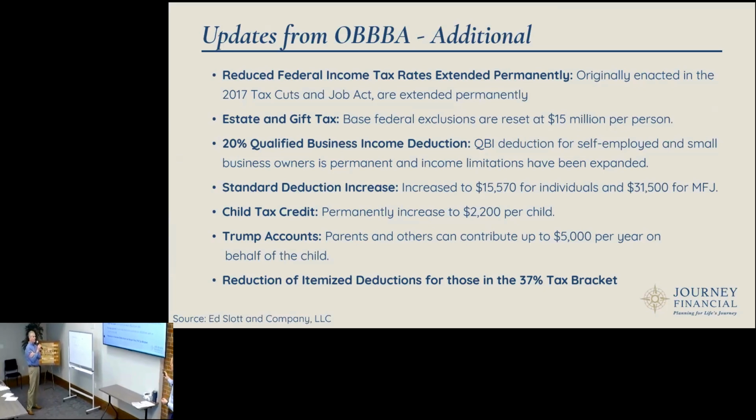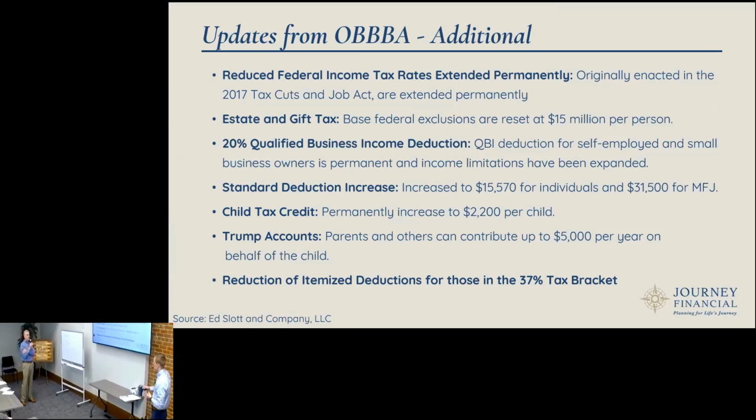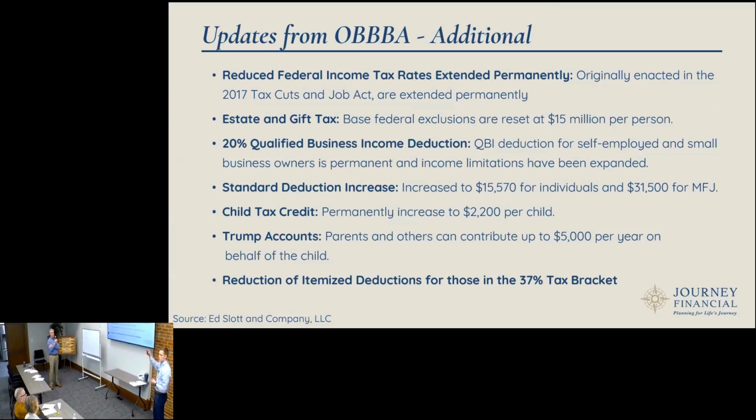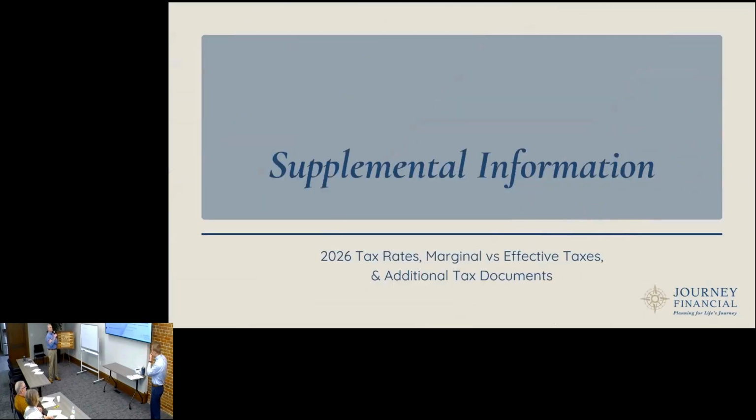So the final one, I touched on this on the last slide, but just for those folks who are in the 37% bracket, the highest tax bracket, their itemized or SALT deductions go down to $10,000. So they don't get the full $40,000.